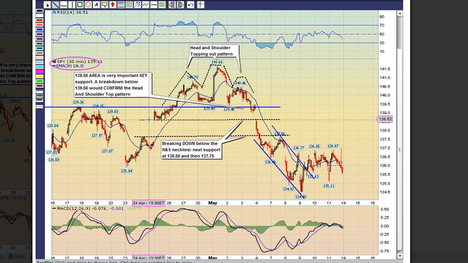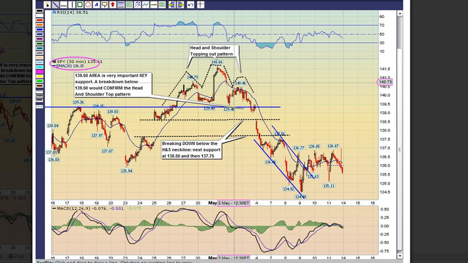So right away I saw this pattern, and I emailed it to artofTrading.net members, and I said, hey, folks, be very careful right now with long positions, because what we're seeing right now is a potential head and shoulder top. So we had a high here, we had a higher high here, and we had a lower high here.